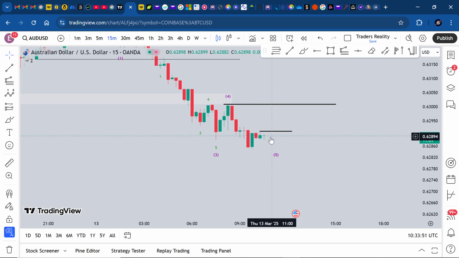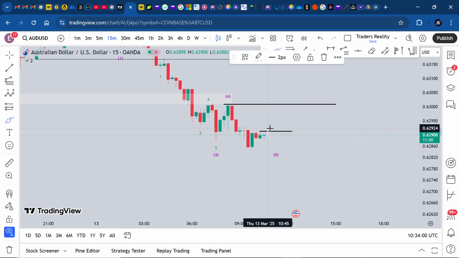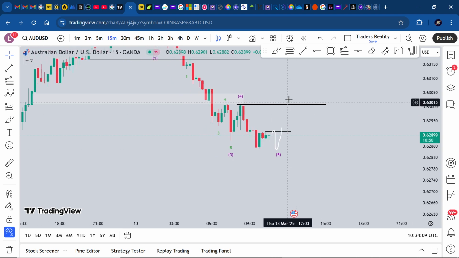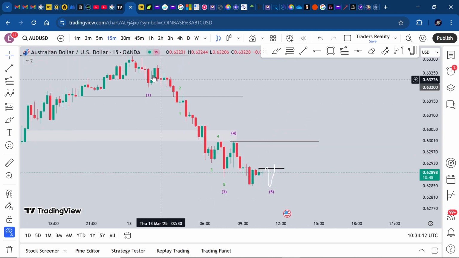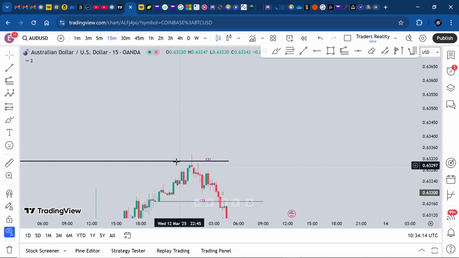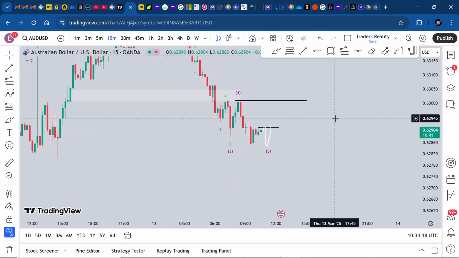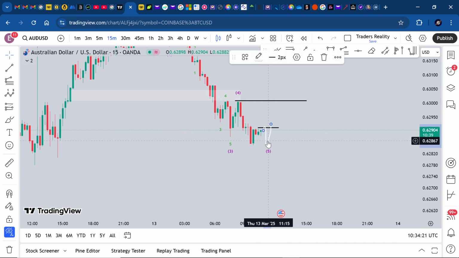So after a move down below here, whether we come up and take this high first or not, it doesn't matter. I need to see price go below this low, then take out this black line, and I'm happy to enter that trade there with the belief it's going to come and take out all of these highs, including this high. Yeah, so that's the trading plan for AUDUSD right now. That's exactly my trading plan for AUDUSD right now.